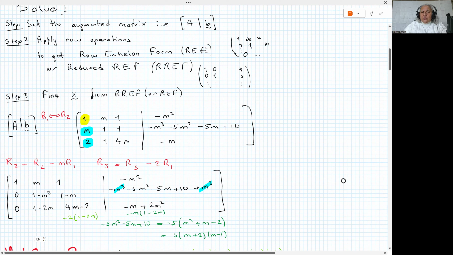This is why I like the reduced row echelon form rather than the row echelon form. It is possible to use the row echelon form, but you need to go back to the equation form a bit earlier than the fully reduced form.